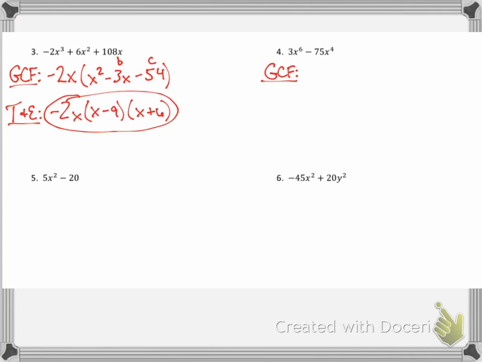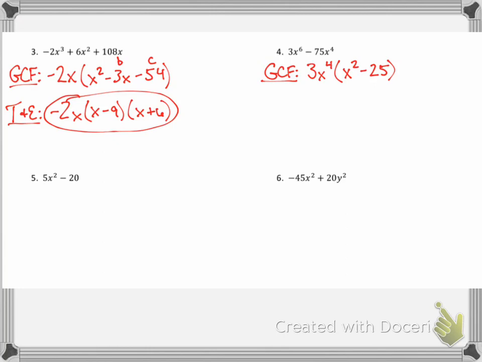So again, I want to take the most out that I can. I can divide the 3 out from both numbers, and I can take x to the 4th out of both terms. So when I divide 3x to the 4th away, I'm left with x squared minus 25. So now what I have left over is only 2 terms, so I have to look at, can I do difference of squares?